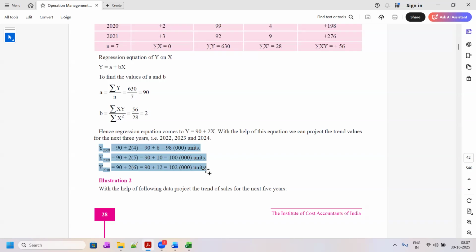Clear? Yes, sir. ठीक है, we'll do more numericals tomorrow. So this much we are doing today. I hope you have understood what all we have done. I'll send you the recording. You go through the recording, you'll understand.